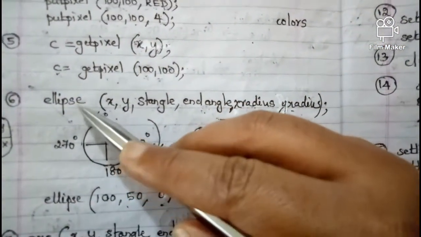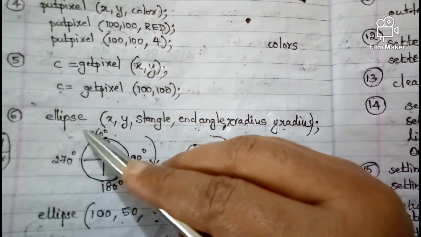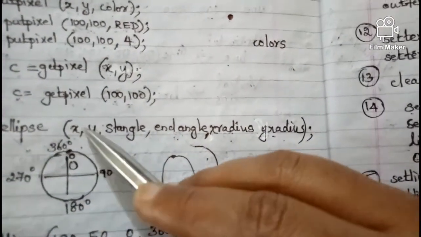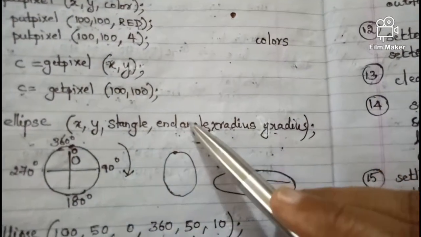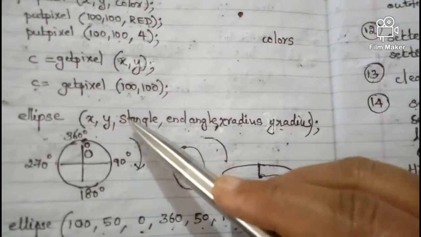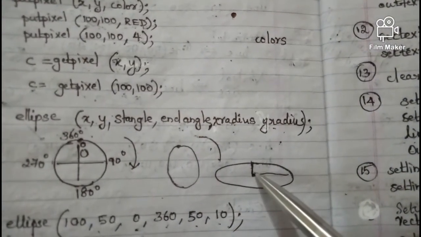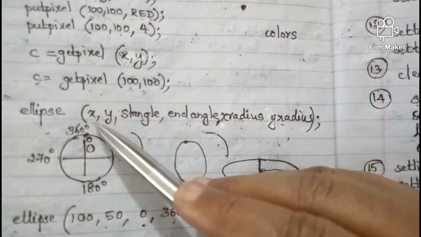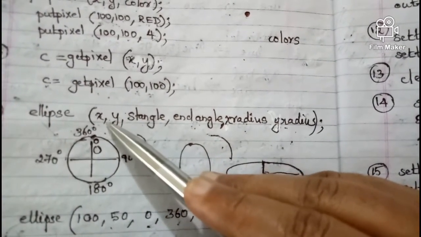First we are going to learn about the ellipse function. The ellipse function is used to draw an ellipse. It uses 6 arguments. They are x, y, start angle, end angle, x radius, and y radius. We know that when we draw an ellipse, just as a circle, an ellipse also has a center point. So the first 2 arguments x and y correspond to the center of the ellipse.